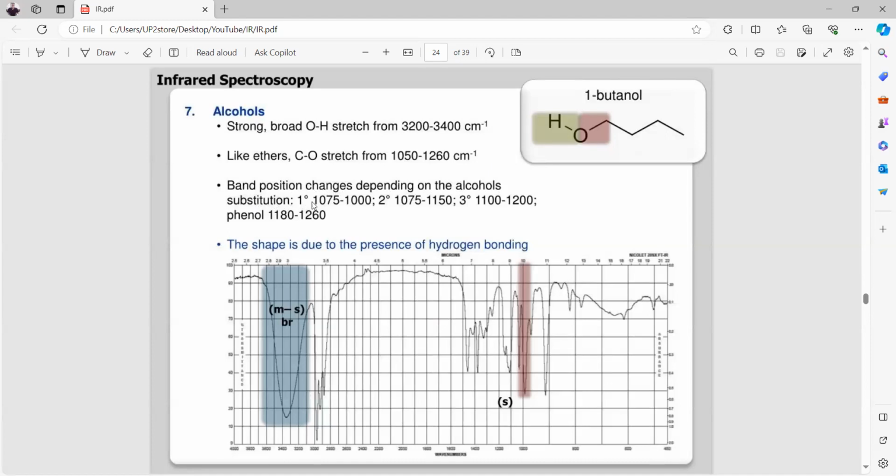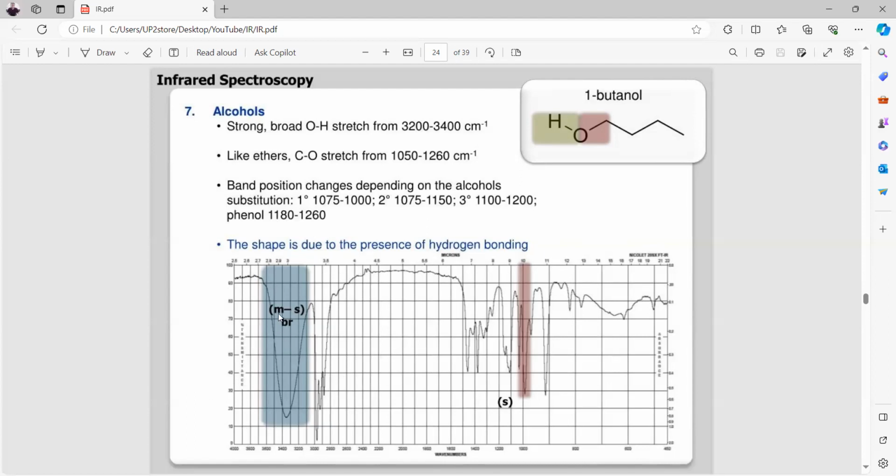It can be a primary alcohol, so we can see signals from 1075 to 1000, and secondary alcohol 1075 to 1150, tertiary alcohol 1100 to 1200, and phenols 1080 to 1260. So if you look at the IR chart, you can identify very important signals.